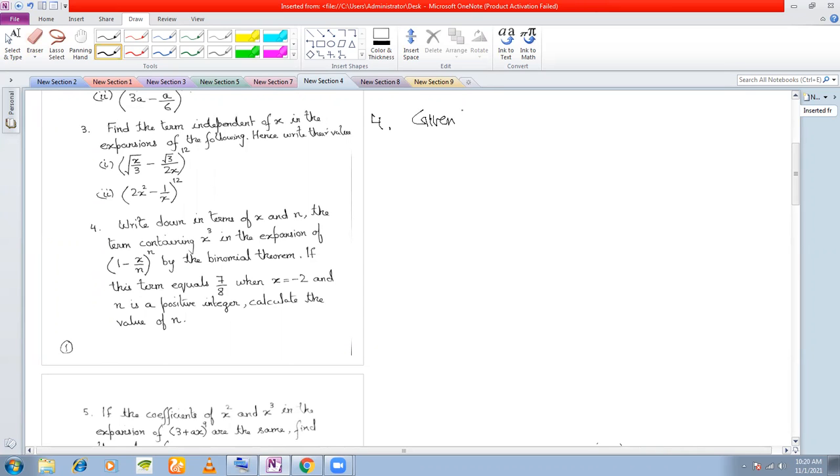Given expression is equal to (1 − x/n) to the power of n. Now, which term contains x cube? I don't know. So what I'll do is I'll say let Tr+1 contain x cube. Just as we are doing in term independent of x, the same technique here. Let Tr+1 contain x cube. Therefore, what is Tr+1 here?